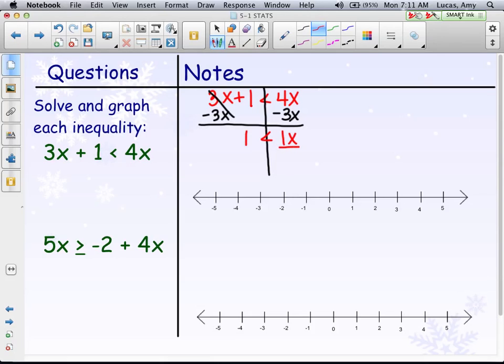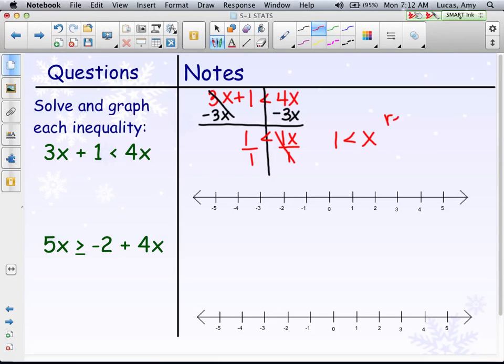Some of you like to write out this next step where you divide by 1, and others understand that dividing by 1 just keeps your answer the same. 1x is the same as x. So you don't have to divide by 1 on both sides. You could just erase the 1 written in front of the x.